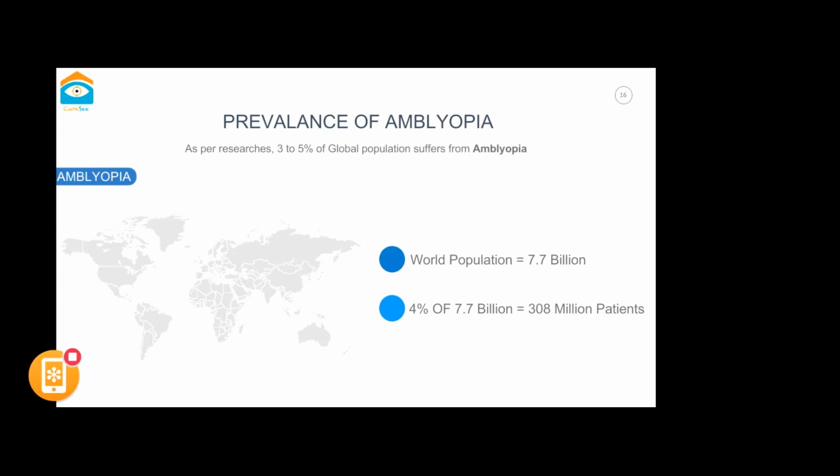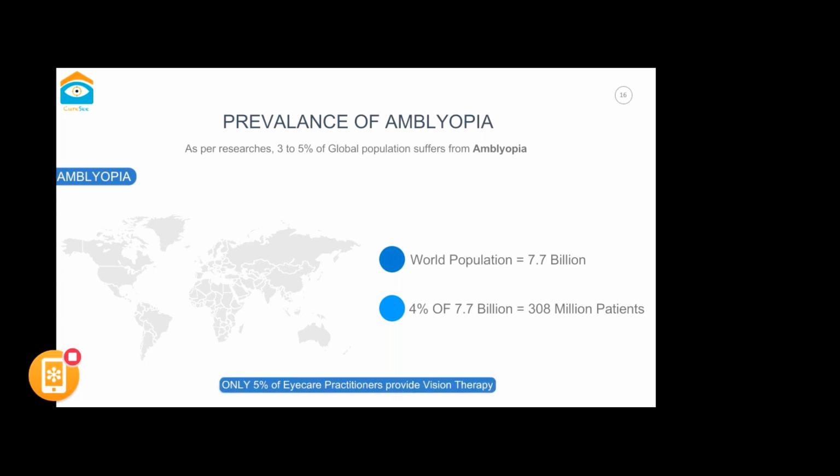Now, when we talk about prevalence of amblyopia, as per research, 3 to 5% of the global population suffers from amblyopia. Now, world population, when we consider that as 7.7 billion, 4% of 7.7 billion is 308 million patients. So this many patients are present only with amblyopia I'm talking about. And if you consider other conditions such as convergence insufficiency or other causes of asthenopia, a majority chunk of your daily OPD would be asthenopic patients. I can guarantee you that around 70% of your daily OPD would come to you with a complaint of either headache or any other asthenopic complaint.